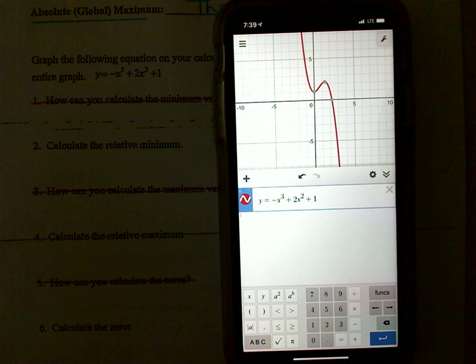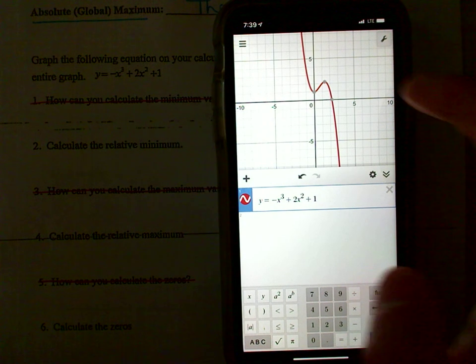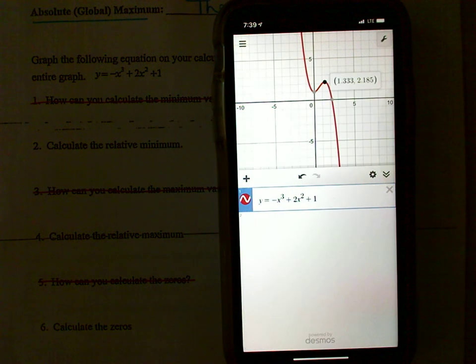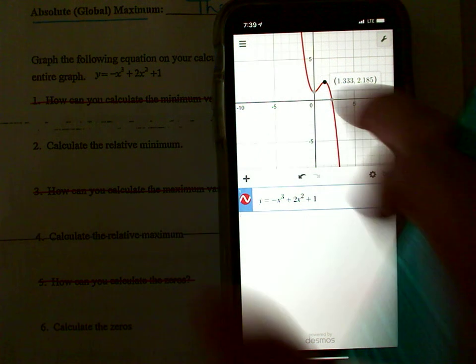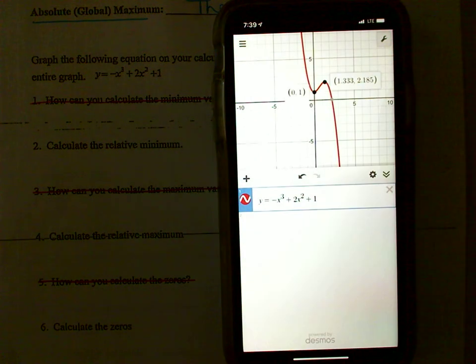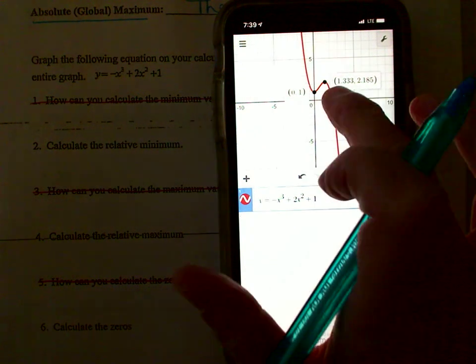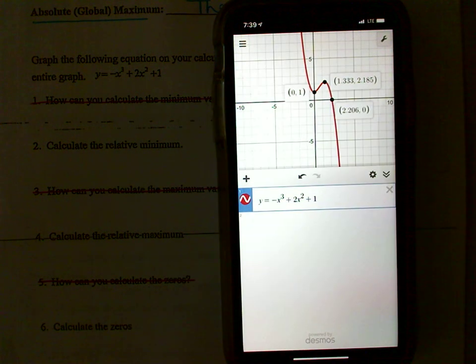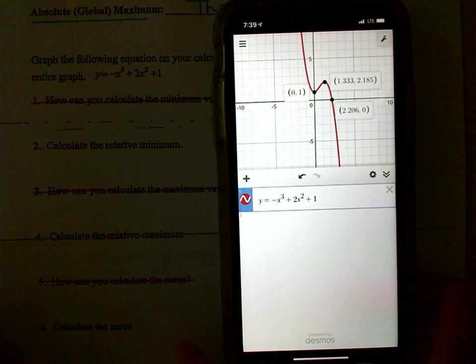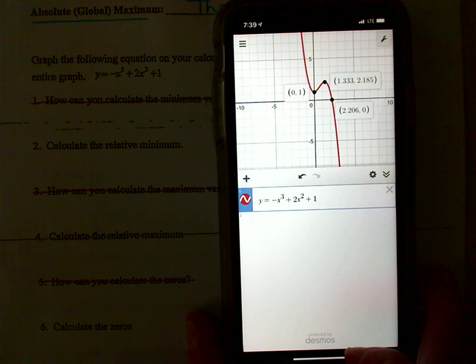And all I have to do is click on them. There's my maximum. So I'd write that down as an ordered pair. That's my minimum. And that is my 0. So I would just write down those answers for the minimum, maximum, and the 0.